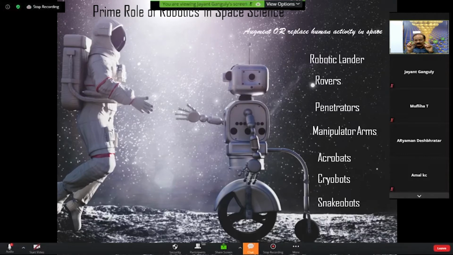So one thing is the robotic lander. There are certain space missions in which a robotic lander is made to land on the surface of an object and do certain tasks. Then there are mobile robots which move on the surface of, say, Mars or the Moon, or an asteroid, and do certain functions. And there are penetrators which go inside that object like a drill, and conduct tests to find out the tensile strength or chemical composition of that object. And then there are robotic manipulator arms which are used for movement of cargoes, or aiding astronauts in maneuvering work or repair missions.